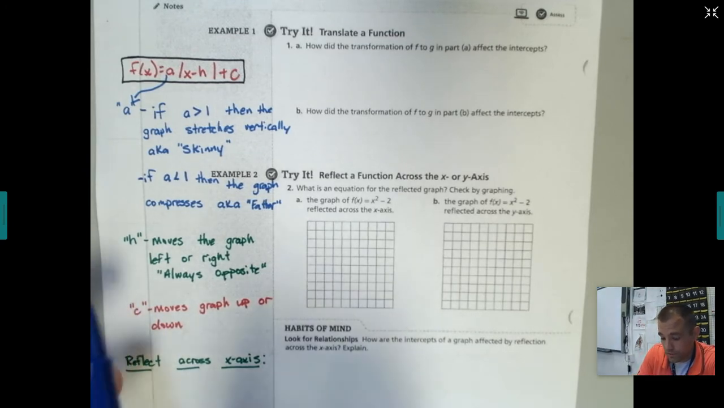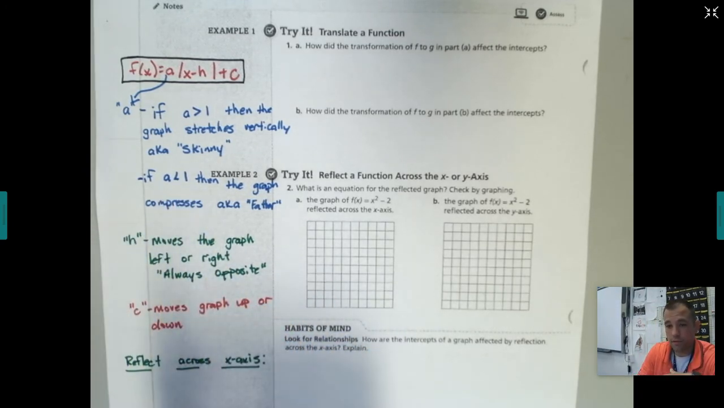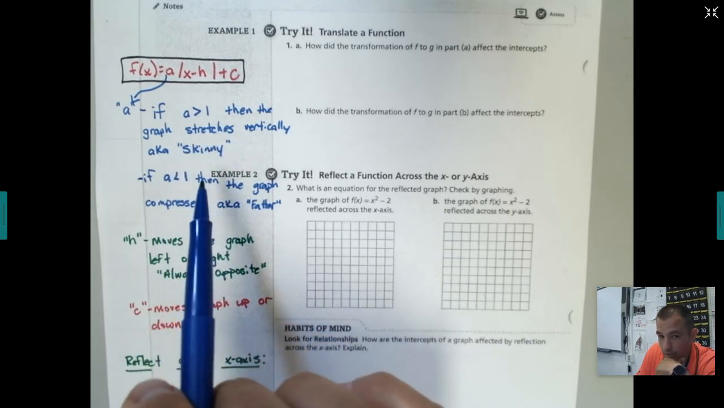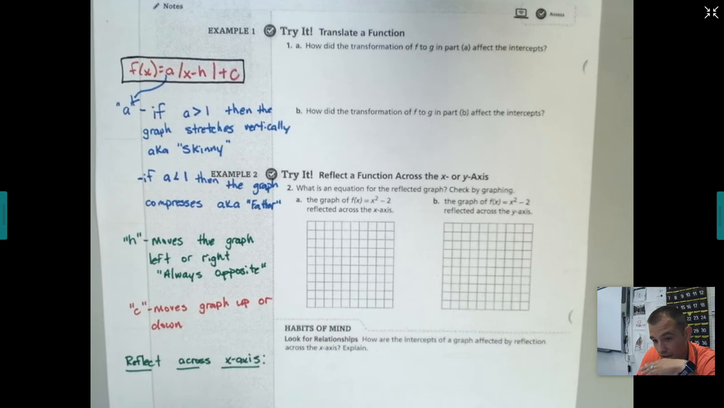If A is less than 1 and we compressed the graph, squished it down, then the graph would get fatter. Think about if we squished you down, you would weigh the exact same, you would be shorter, and you would get wider. It's like a cartoon: when they squish the character, he gets wider. So if it's greater than 1, it becomes skinnier or stretches vertically. If it's less than 1, it compresses and becomes fatter or wider.